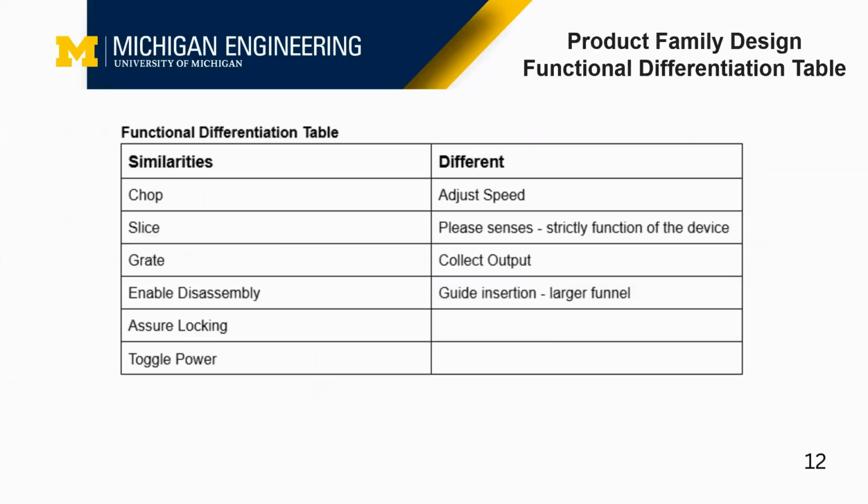Next. In the functional differentiation table, we identify common functions: chopping, slicing, grating, disassembly, and locking, that define the core product family. Differentiating functions such as adjusting speed, connecting output more efficiently, and guiding insertion with a larger funnel allow us to customize the design. This makes the processor simple for household users while enhancing speed and workflow for professional kitchens.